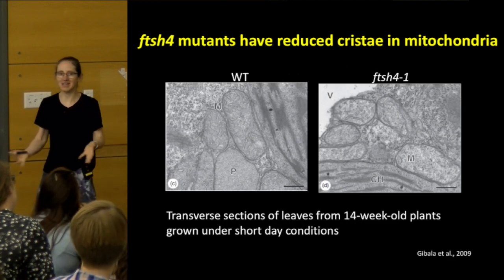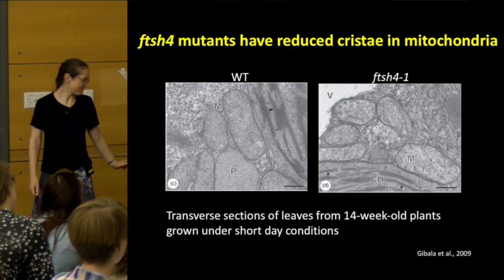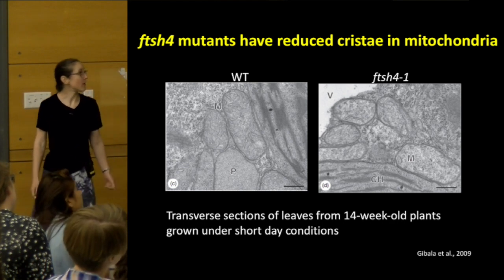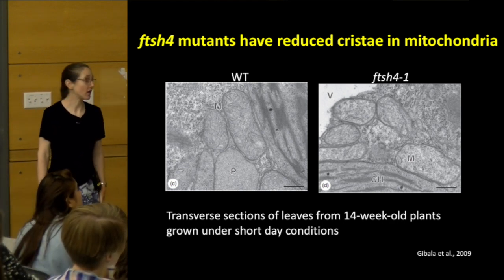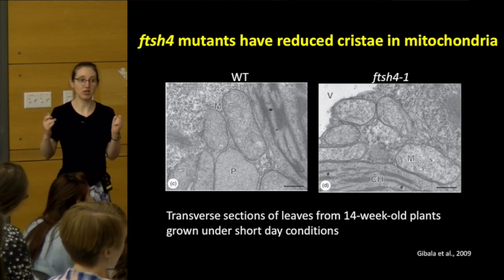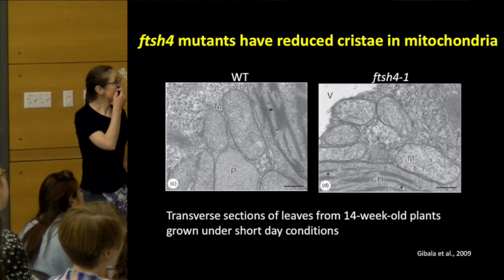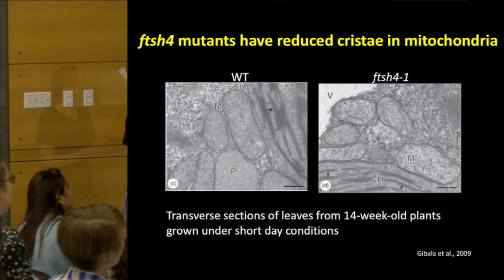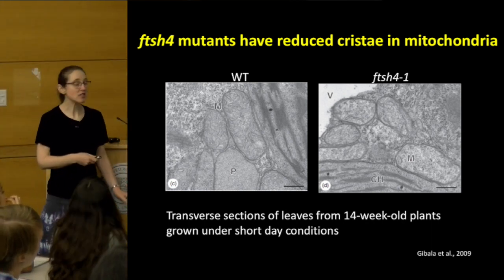See, this is the thing. Different scientists have different goals. So other people have actually looked at FtsH4 mutants before, and they didn't look at the same thing we did. And again, different scientists are interested in different things. So they were interested in the mitochondria, and what they found is that the mitochondria are very severely defective.